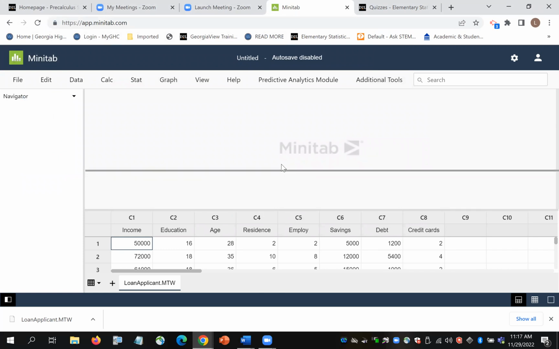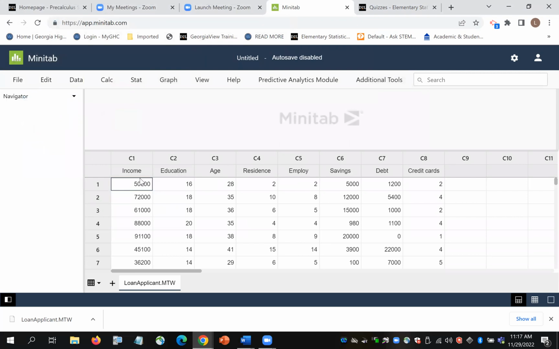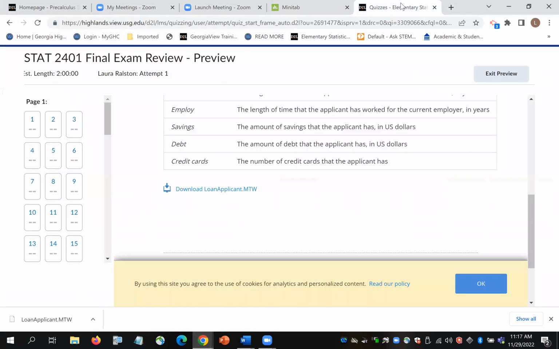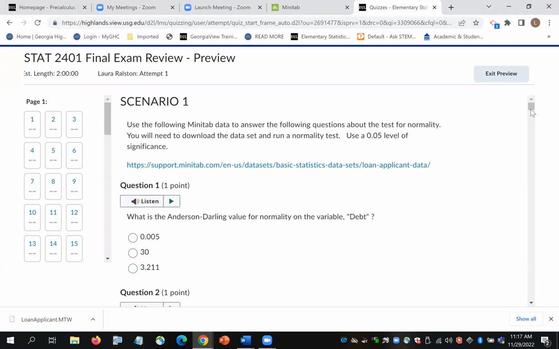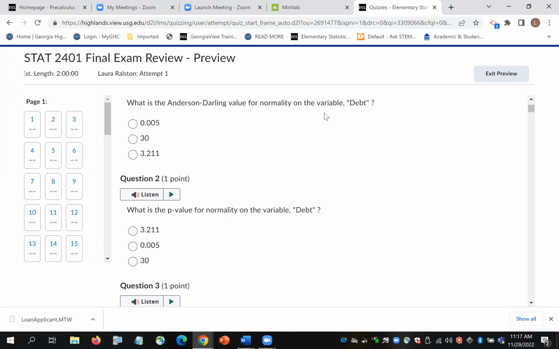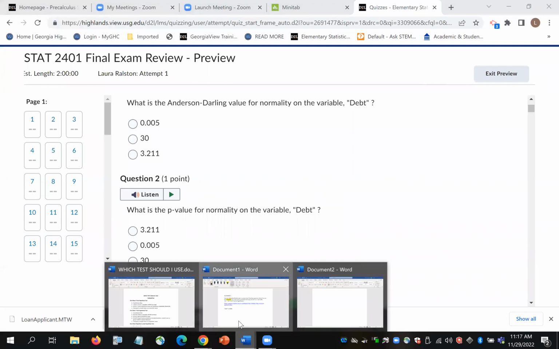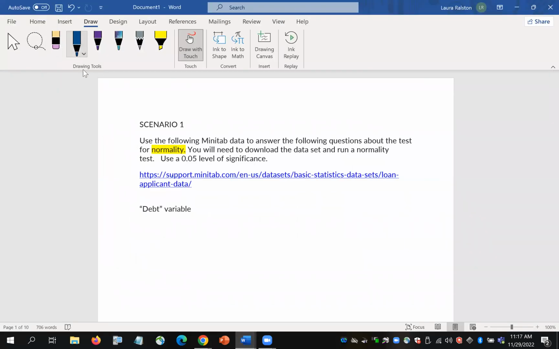And we have 8 different variables in this data set: income, education, age, residence, employee, savings, and debt, and credit cards. Again, the questions, if you look at it in D2L, let me go back to the quiz. It says, what is the Anderson-Darling value for normality of the variable debt? So again, my focus is on the variable debt. But I'm going to come back over here to my document. And again, the instructions have told me I'm doing a test for normality.